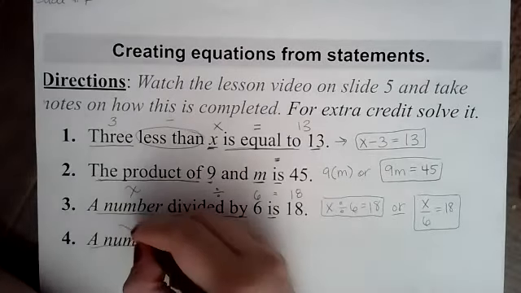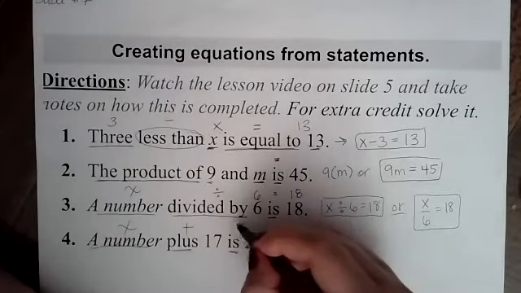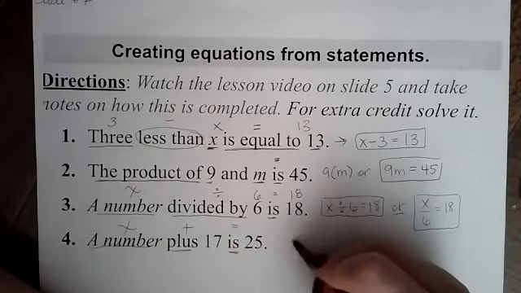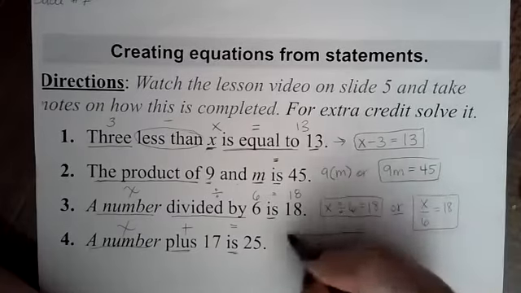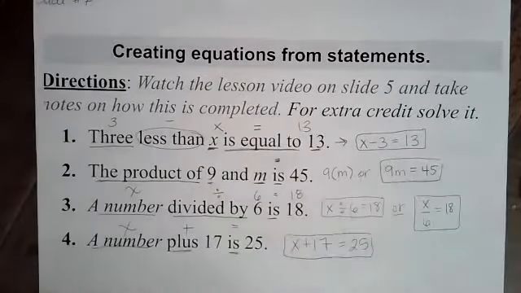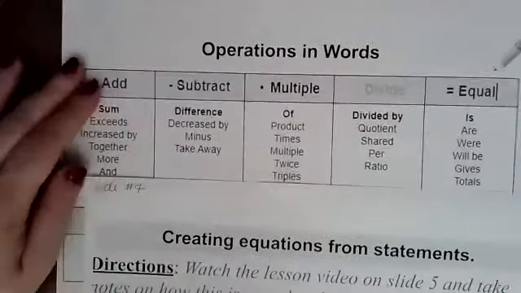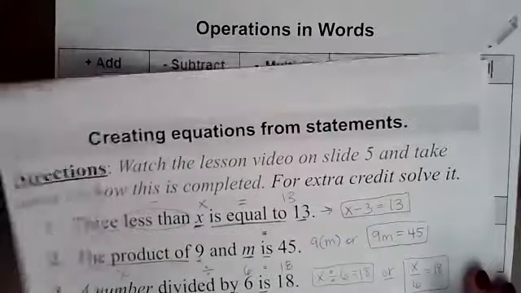A number, so we just assume x, plus 17 means equal. So that would be x plus 17 equals 25. And again, I'm flying through this because I'm aware of what the words, what operations mean in terms of words, but you are looking at this chart heavily for your homework, okay? Make sure you write it down.